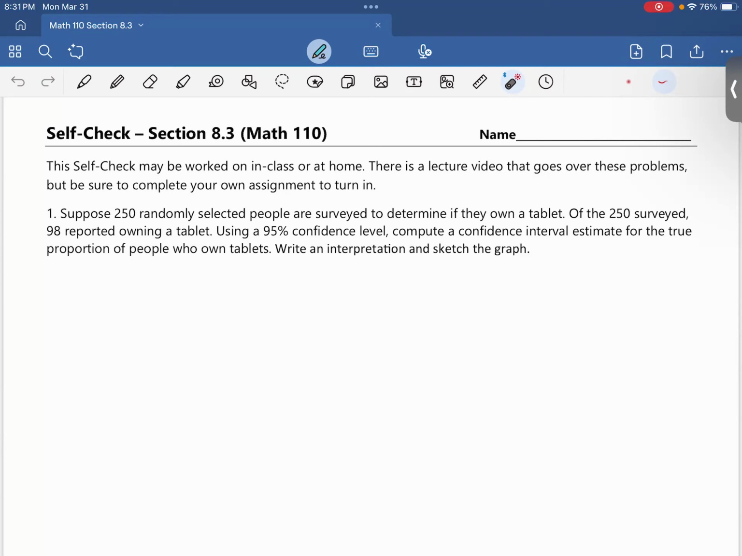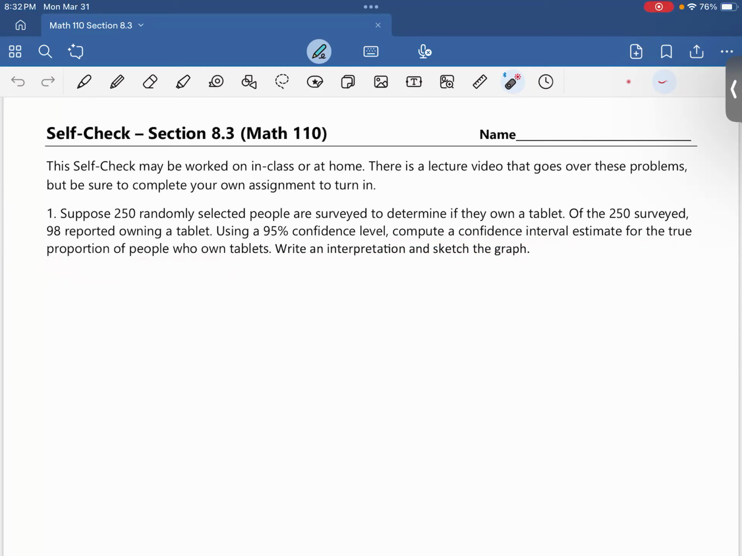Let's go ahead and take a look at number one. Number one states, suppose 250 randomly selected people are surveyed to determine if they own a tablet. Of the 250 people surveyed, 98 reported owning a tablet. We want to use a 95% confidence level to compute a confidence interval estimate for the true proportion of people who own tablets, and then write an interpretation along with sketching a graph.